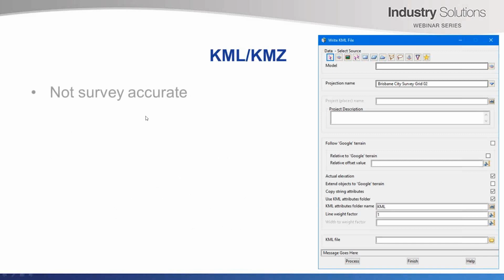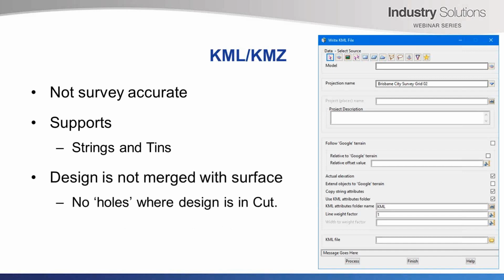KML, KMZ, your Google Earth files, it's not survey accurate, but it supports strings and tins. One thing is the design is not merged with the surface in Google Earth, so you don't have holes where you're in cut. So if you're going through a big 10-meter cut, all you'll see is the existing surface. But it's a simple solution for portable data. You've got your options available to follow the Google terrain or extend it above the Google terrain. If you're choosing actual elevation, be aware that your road may disappear under the existing surface.